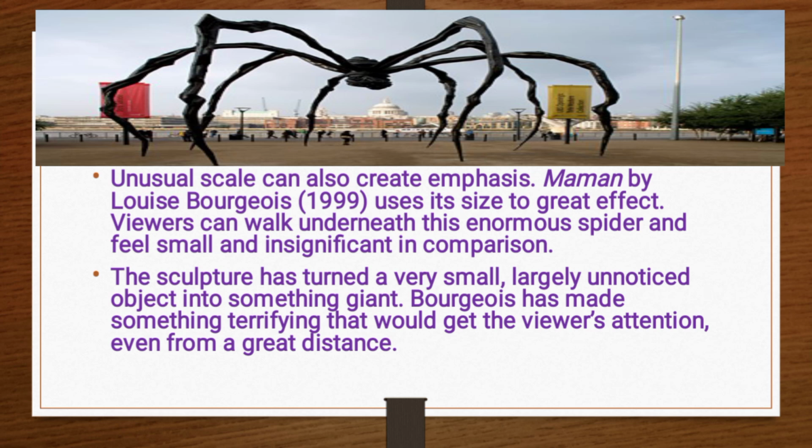Now, the thinking comes, how come this is so gigantic? How come the viewer tends to have a lot of things running through their mind? The sculpture has turned a very small and largely unnoticed object into something giant. You see, a spider, you can barely see them very well, but now the artist makes it very, very big, such that everybody can see and understand how it looks.